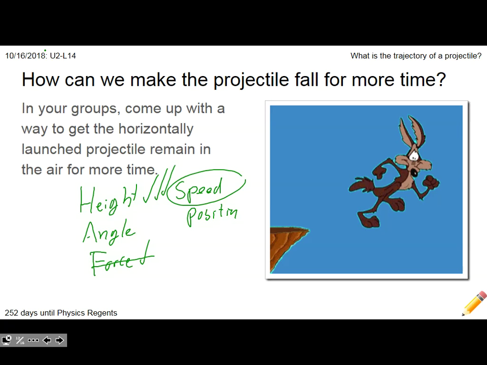And it does not matter if it is also moving horizontally at the same time. The free fall part is just determined by the height. You want your projectile to be in the air for more time, push it off a higher cliff. Or as we'll see tomorrow, you can launch it vertically, but for right now, all we can vary is the height.